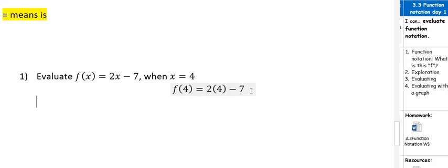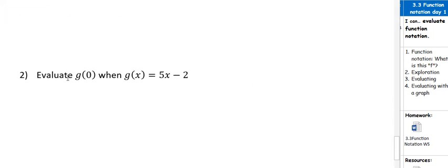So here we have f of 4 equals 1. That's it, guys. Don't overcomplicate this. We leave that f of 4 as f of 4 because it does not mean f times 4. It's just the name. So it stays there. Here's another example.